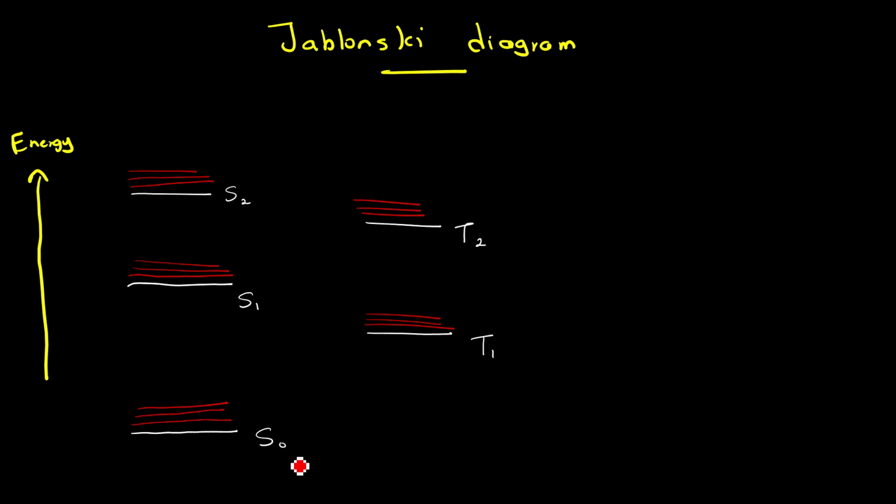Now here I have drawn the energy levels, right? Electronic energy levels. We have the singlet ground state, and singlet excited states, triplet excited states, and with the red lines I have represented the vibrational states. You know, every electronic state contains sub energy levels, vibrational and rotational. So I have represented only vibrational energy levels.